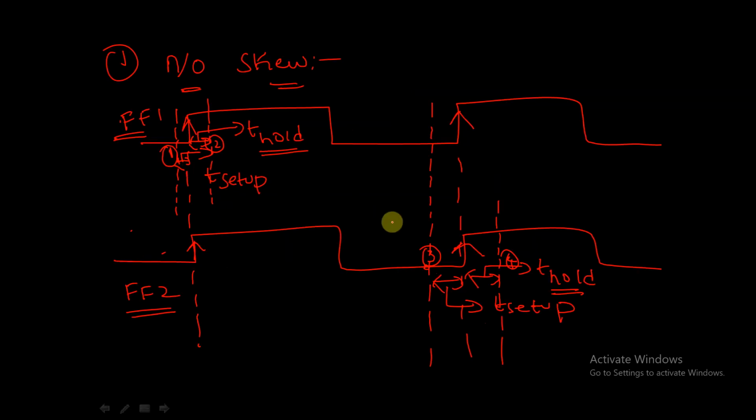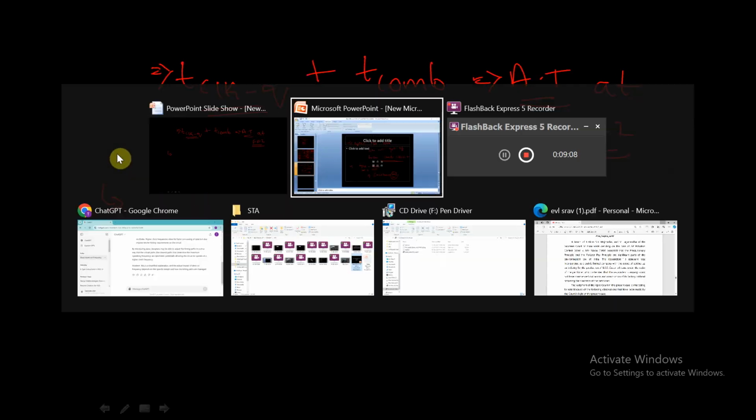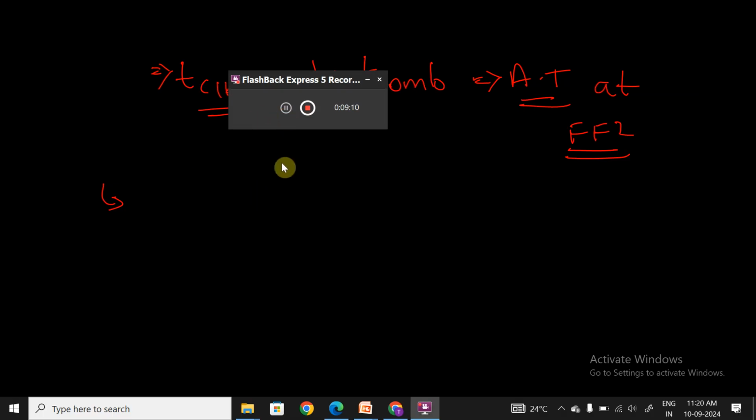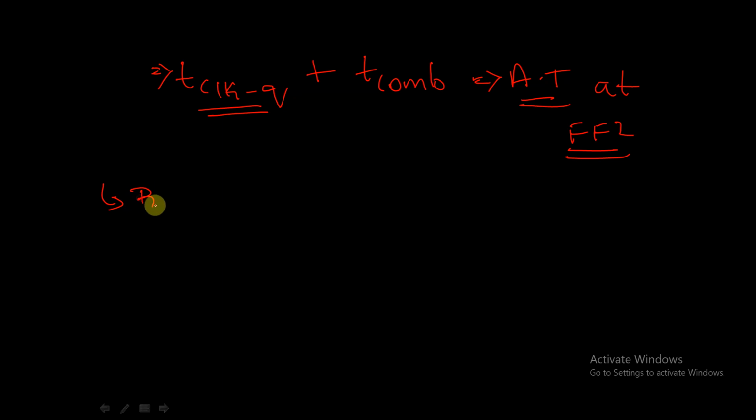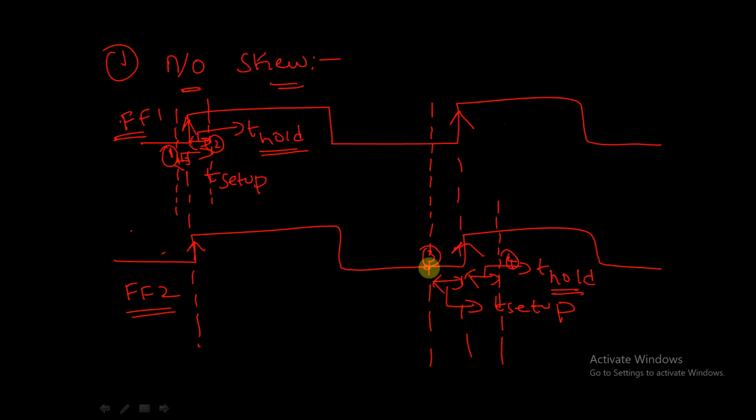Next, what is the required time? What is the requirement here? We should get the data in this time interval or before this time interval, that is before this setup time, right? So how to calculate this time? The total time period of this clock is, let's say, T clock, okay.